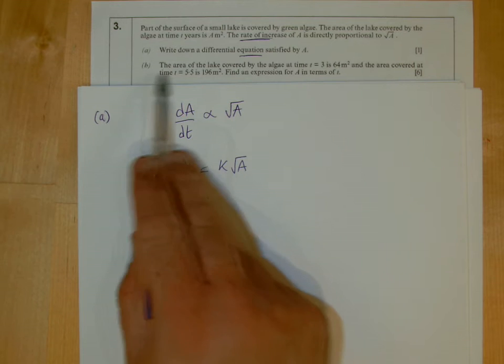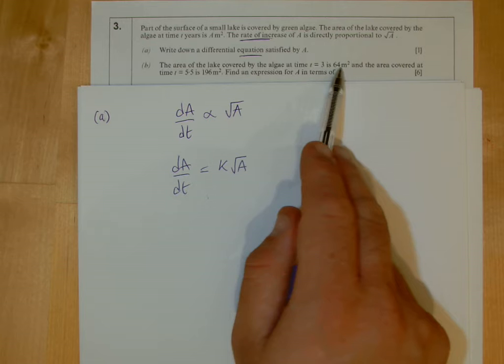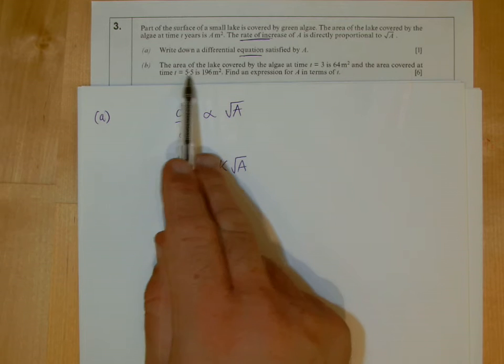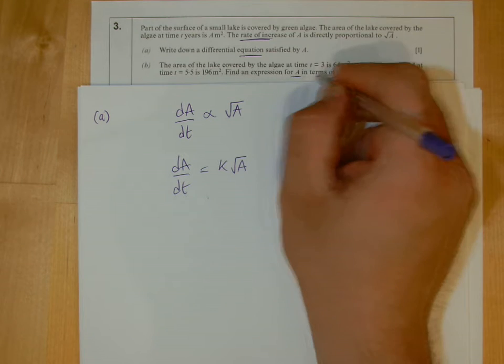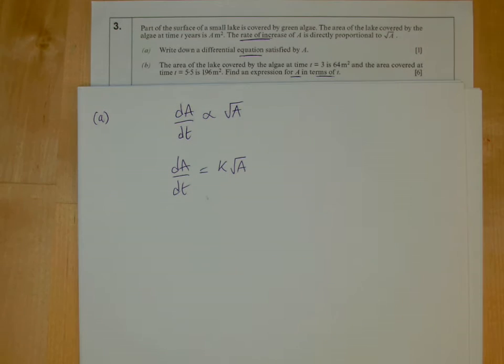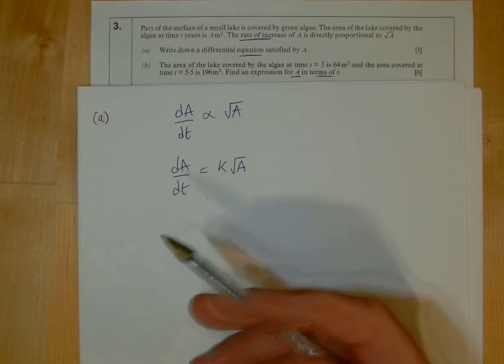So then in part B, notice they give us some information. They say, look, when t is 3, the area is 64, and when t is 5.5, the area is 196. Find an expression for A in terms of t. So we need to get A equals, that's what it means, A equals. So we need to integrate this to get the function in terms of A.